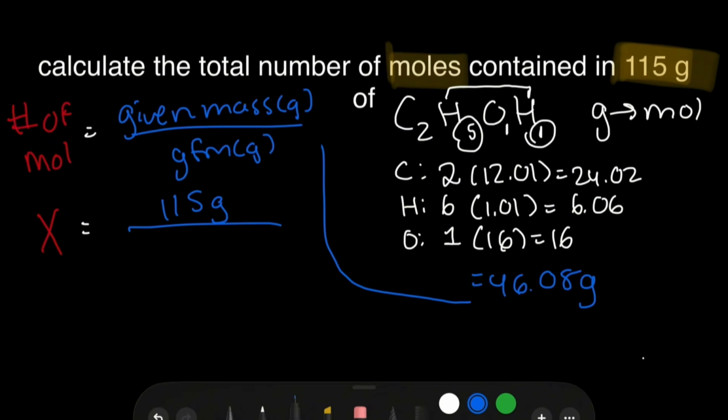And now we can substitute that as our GFM. So we can put 46.08 grams. The grams cancel out and we just do 115 divided by 46.08. And we're going to get that X is equal to 2.5 mole of neon.